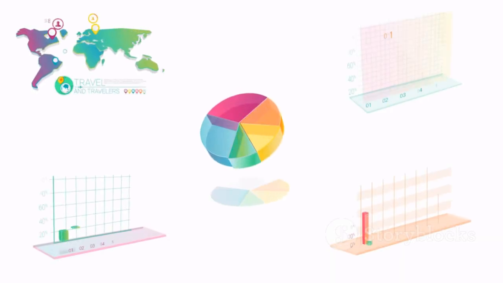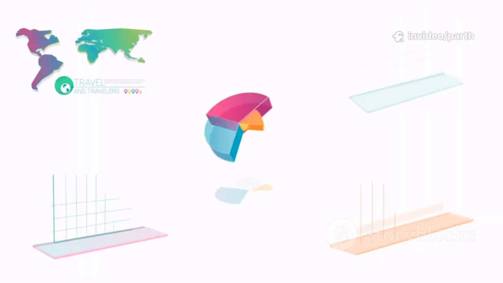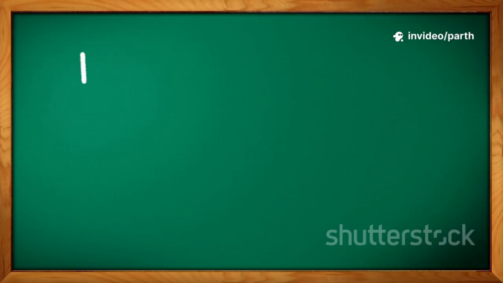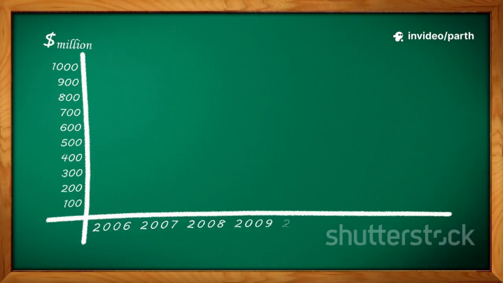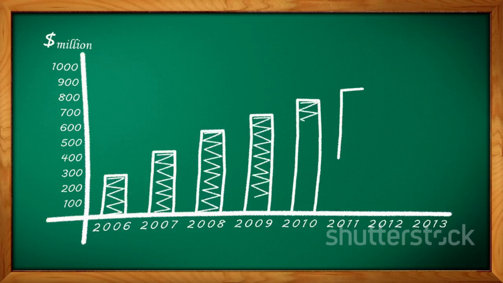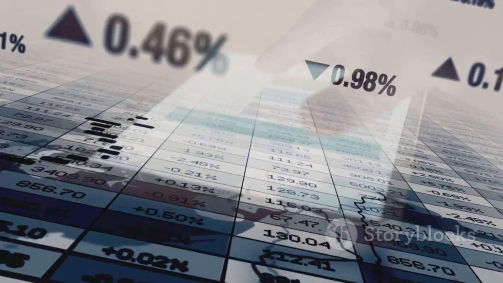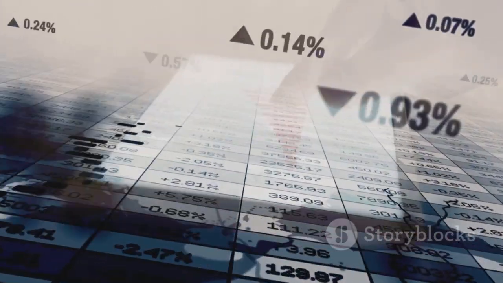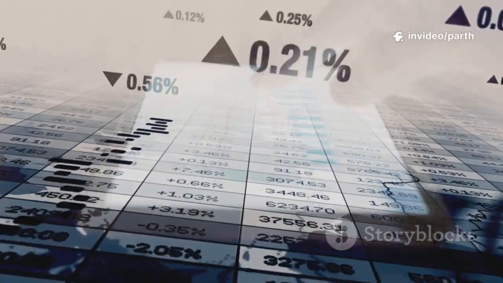Third, a single ratio in isolation is almost meaningless. It can be easily misleading and does not provide a complete picture of a company's financial health. For instance, a very high current ratio might seem positive at first glance, suggesting excellent liquidity.